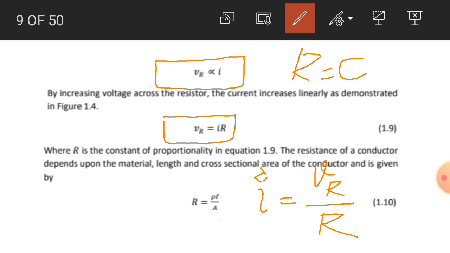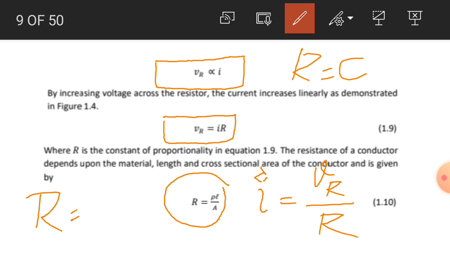And conductors have a resistance as well. What is resistance? The opposition which is offered by an element to the flow of current. The opposition which is offered by the conductor to the flow of current is known as the resistance of the conductor. So the resistance of a conductor depends upon three parameters in equation number 10.